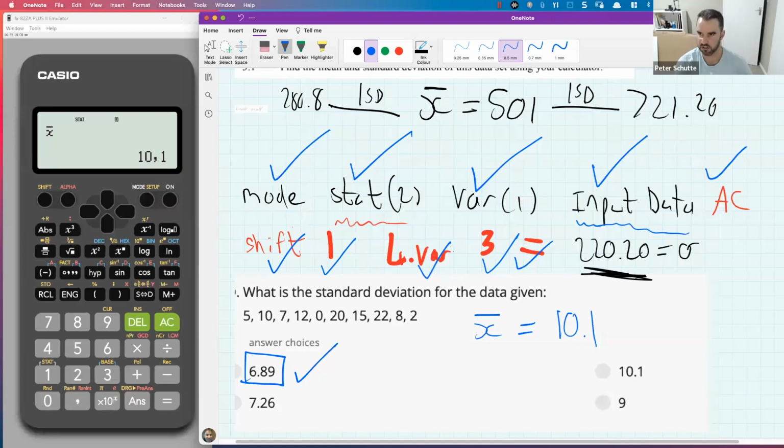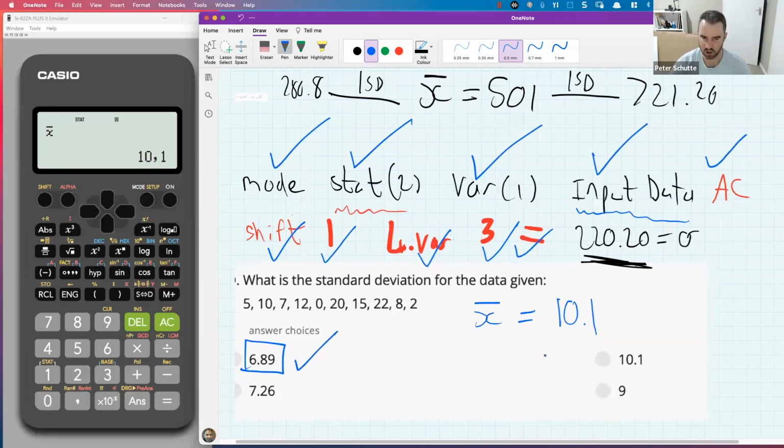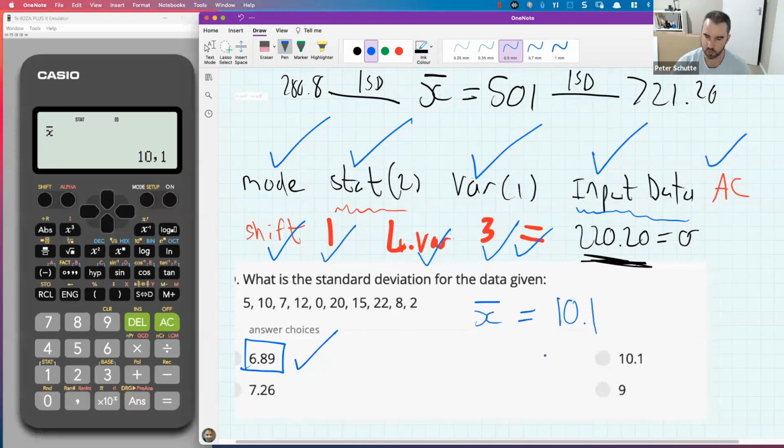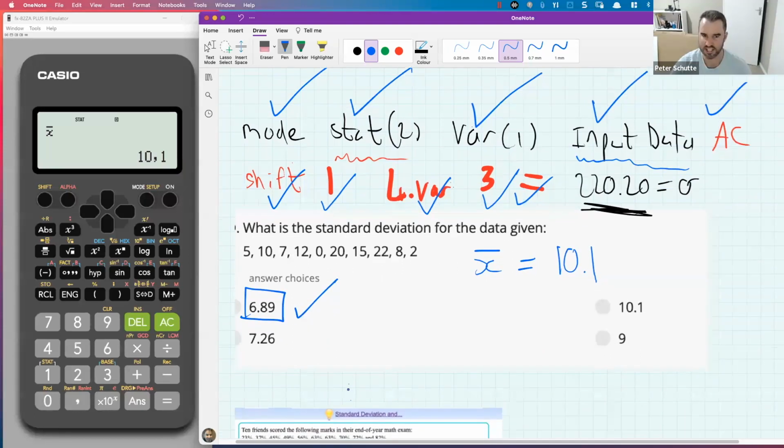Bonus question to end today. How many values are within one standard deviation of the mean? So my question is, for the current data set, how many values are within one standard deviation of the mean? And what I'll say is this, you need the upper bound and you need the lower bound.